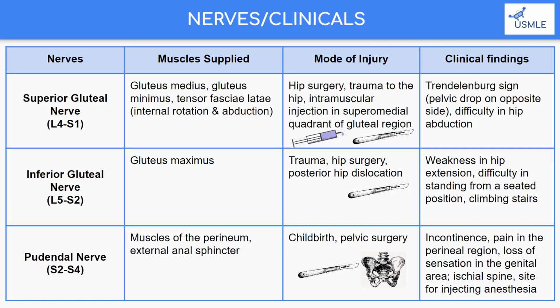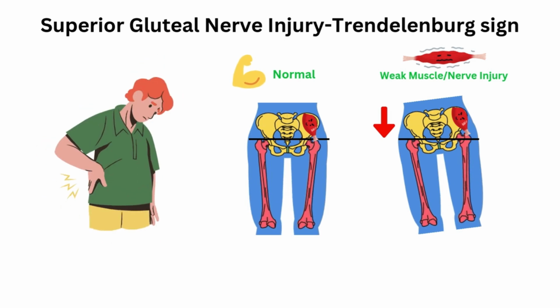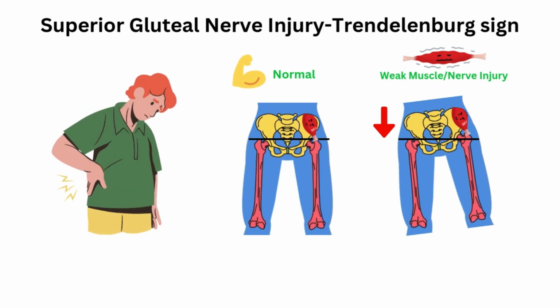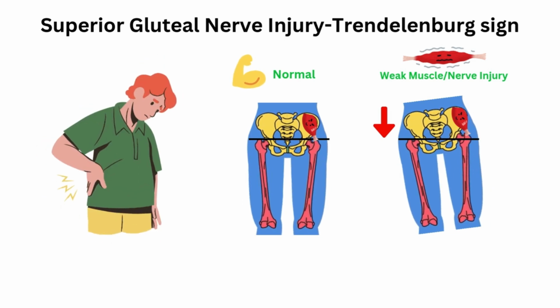Next, we have the superior gluteal, inferior gluteal nerve, and the pudendal nerve. I will be discussing the superior gluteal and inferior gluteal nerve injuries. The superior gluteal nerve supplies the gluteus medius, minimus, tensor fascia lata, and is responsible for internal rotation and abduction of the hip. The mode of injury is usually due to a hip surgery, trauma to the hip, intramuscular injection in the superior medial quadrant of the gluteal region, and the clinical findings include a Trendelenburg sign, which shows a pelvic drop on the opposite side to the injury, and there is difficulty in hip abduction.